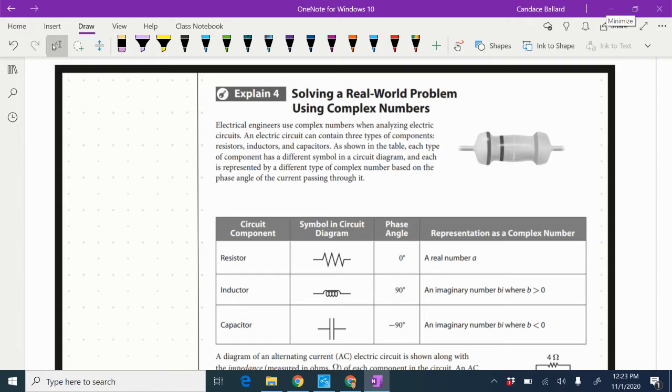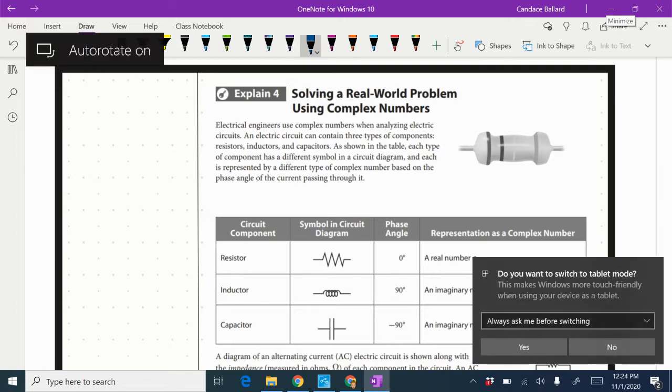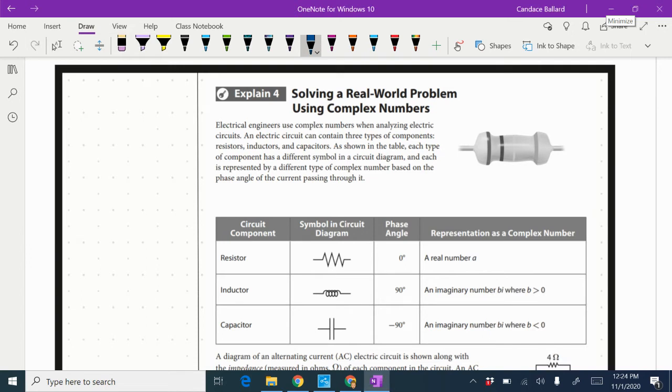As shown in the table, each type of component has a different symbol in a circuit diagram, and each is represented by a different type of complex number based on the phase angle of the current passing through it. The resistor gives you this little zigzag symbol, and its phase angle is 0 degrees, and it is the real number. The inductor gives you the curly cues, and its phase angle is 90 degrees, and it's an imaginary number where B is positive. And then the capacitor gives you this little set of parallel lines. Its phase angle is negative 90 degrees, and notice the B value has to be negative in this case.